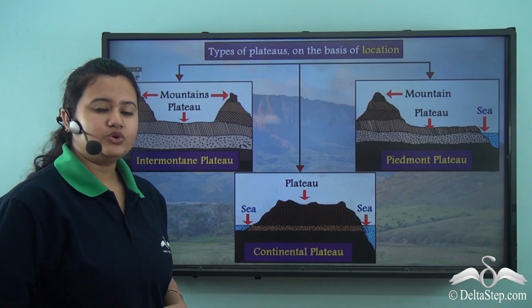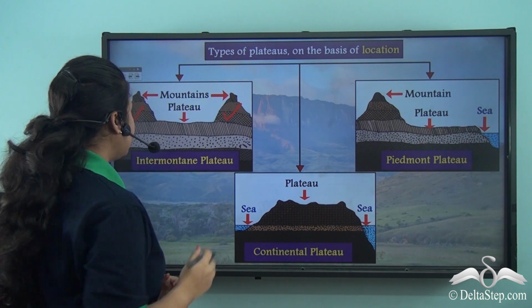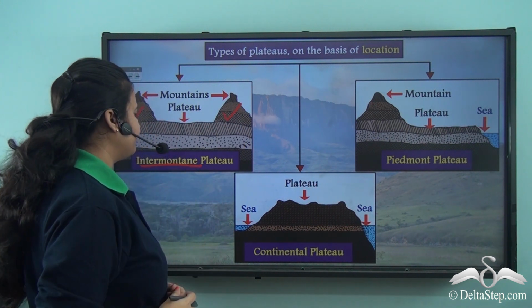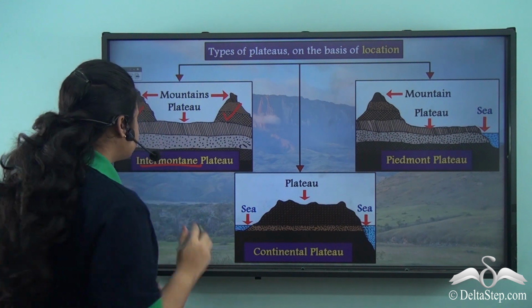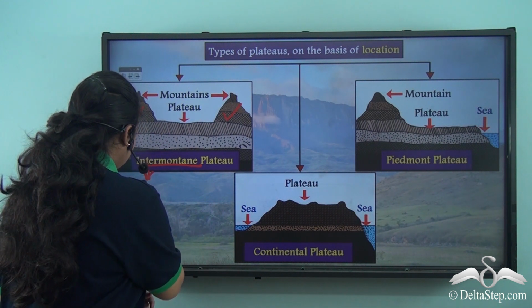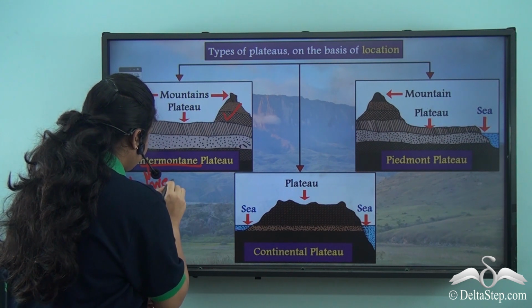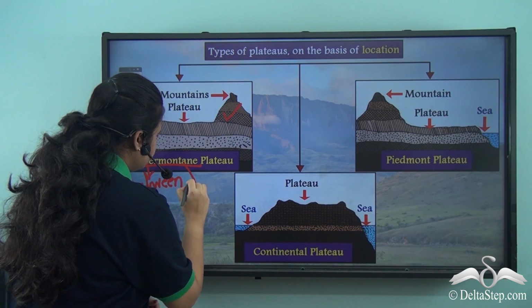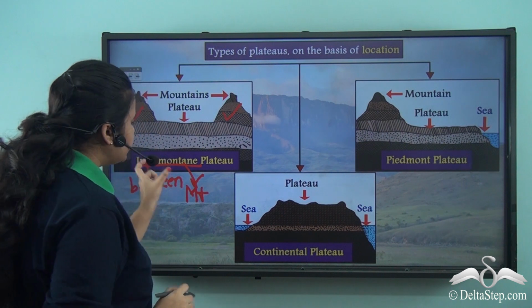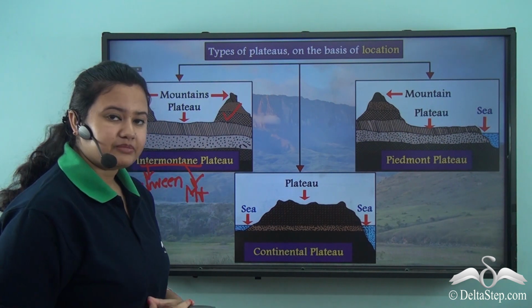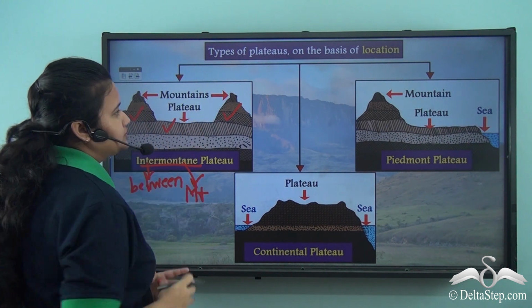Now, such a plateau that is situated between two mountains is known as an intermountain plateau. The word intermountain can be divided into two parts, where inter means in between and mountain means a mountain. So, intermountain plateau simply means a plateau that is situated between two mountains.